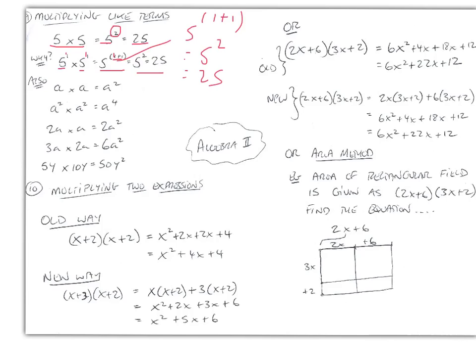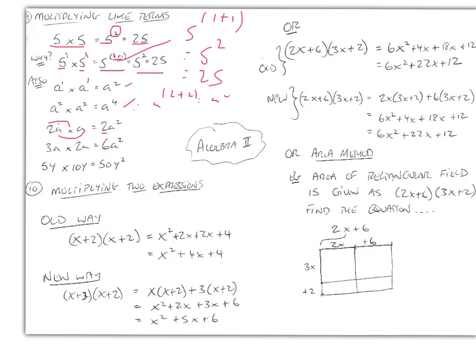Similarly, a to the 1 by a to the 1 is a squared. A squared, if we happen to come across that, times a squared is a to the power of 4, because that's the same as a to the 2 plus 2, which is a to the 4. Or 2a times a, well, 2 times 1 is 2, and a times a is a to the 1 by a to the 1 is a squared. So 2a by a is 2a squared.